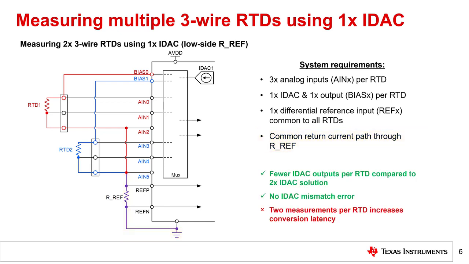The main benefits of this system are that it requires fewer IDAC outputs compared to a 3-wire 2 IDAC system, and it is not necessary to consider IDAC mismatch error. The main challenge with this system is that it requires 2 measurements per RTD to generate the final result, doubling the measurement time compared to a 3-wire 2 IDAC system.